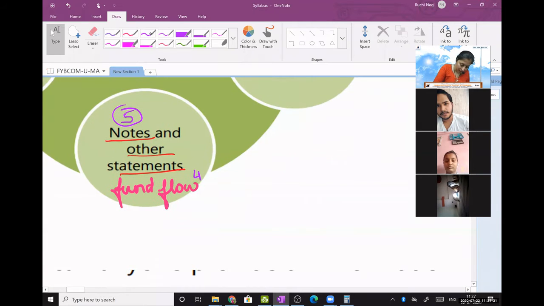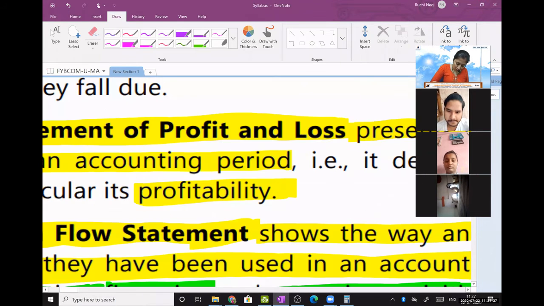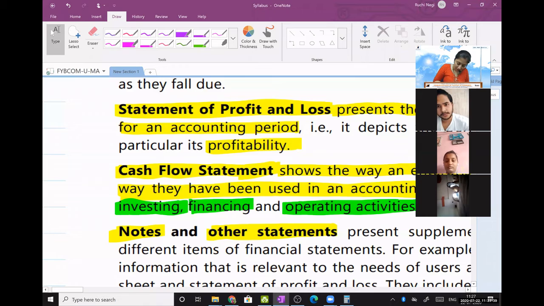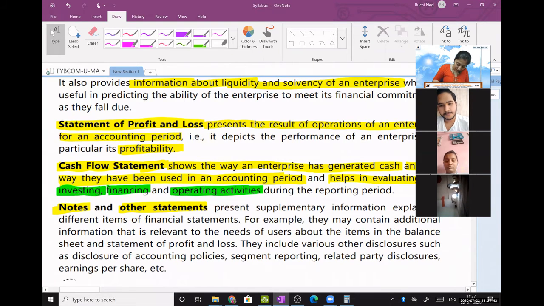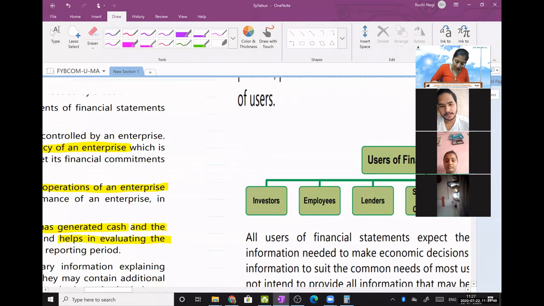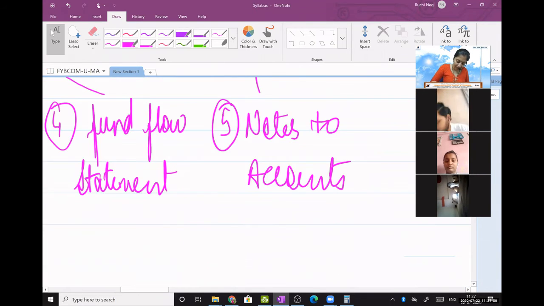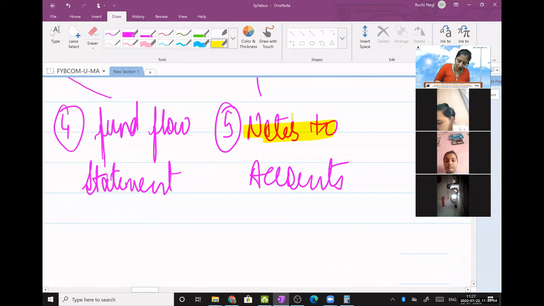Okay, am I clear about this to everyone? What are these notes to accounts? Let us understand this. Now I will explain to you what notes to accounts are. I'm explaining this part.